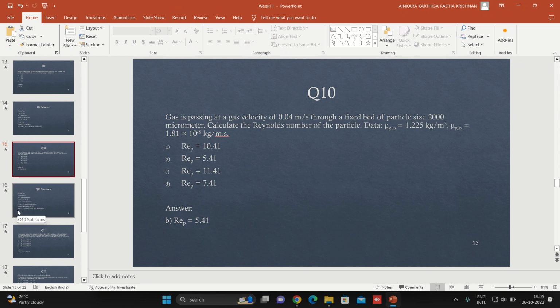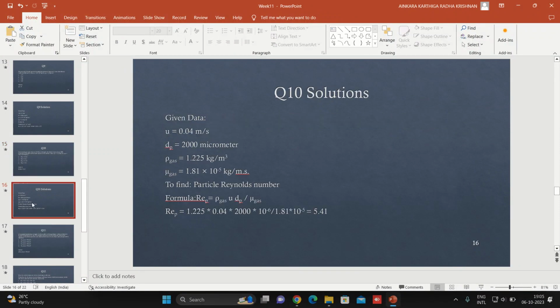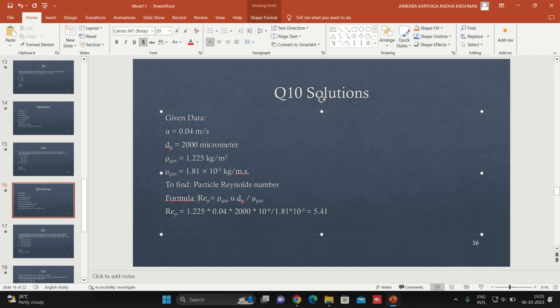So in this question, we are asked to calculate the Reynolds number of the particle. The formula for which is Re_p equal to rho V dP by mu. All the given data are given in the question itself. So we have used the formula and obtained the answer as 5.41. I hope the answer is clear. If not, just take a minute to look at it. It is a very straightforward, simple problem. We'll go to the next question in a minute.